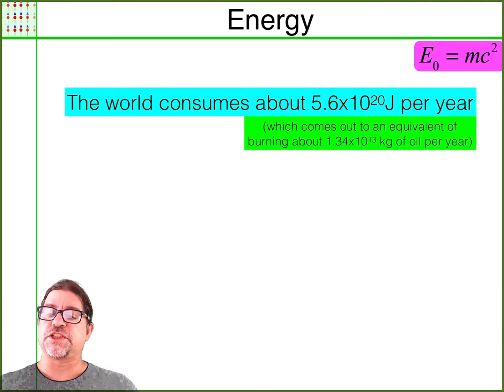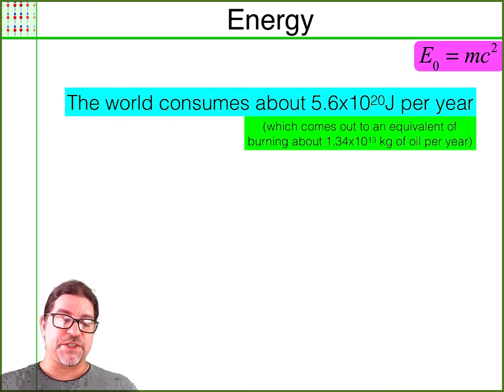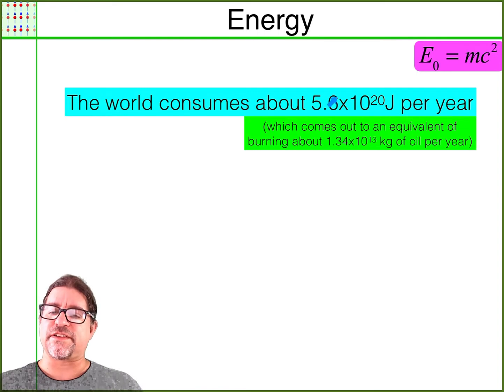So that's how much energy the world consumes per year, roughly. That's people, electrical energy, industry, all that stuff. Which comes out to about burning 1.3 times 10 to the 13 kilograms of oil per year if we got all our energy from burning oil. So that's just roughly how much it is.